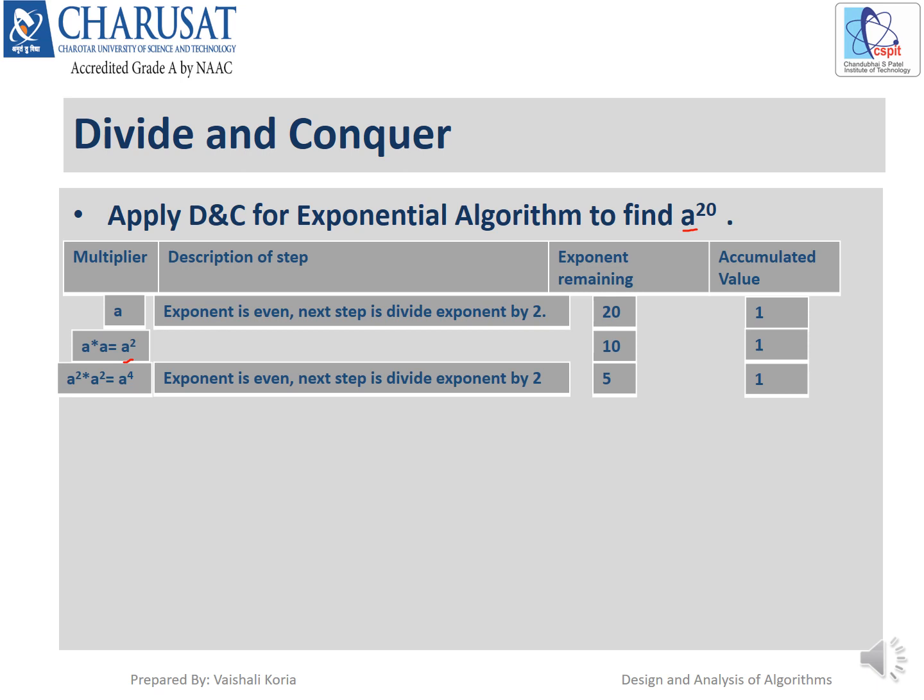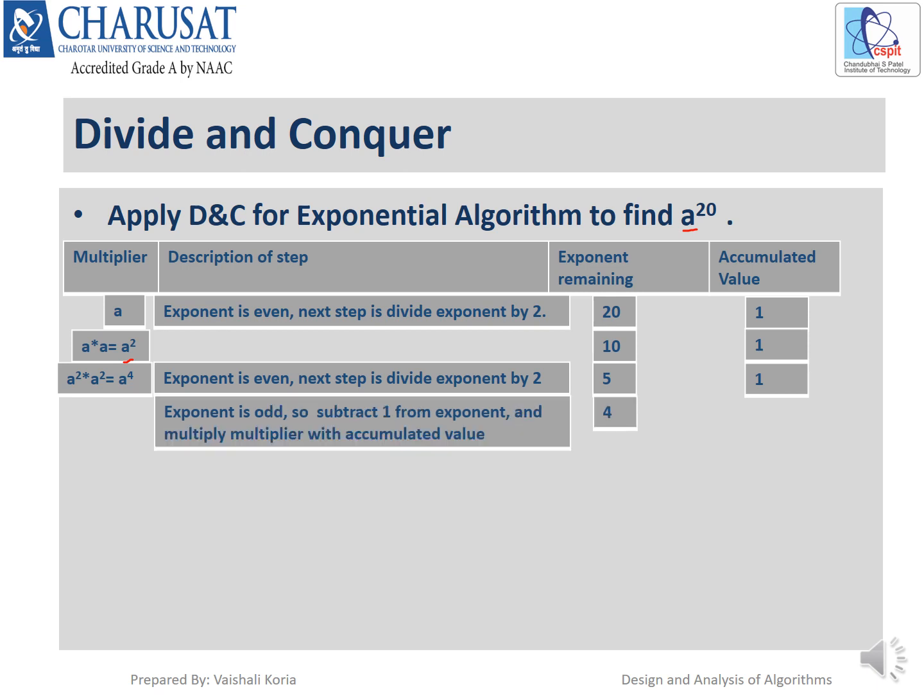Okay. Now the next one, you can see here the exponent is odd. So when the exponent is odd, what we need to do is we have to subtract 1 from the exponent. So now the exponent is 4, and at that time we have to multiply multiplier and the accumulated value, and we have to store the result in the last column, in the accumulated value column. So now a raised to 4 into 1, that is a raised to 4. So now accumulated value is a raised to 4.